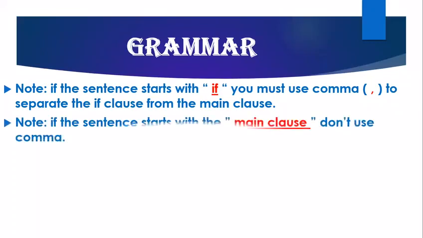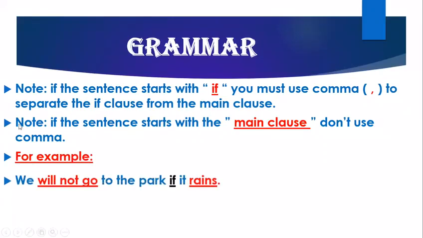Thank you very much. We have another note here. If the sentence starts with the main clause, not with the if clause, don't use a comma. For example, look here: We will not go to the park if it rains. The sentence here starts with the main clause, so we can't use what? We can't use a comma. Why? Because the sentence starts with the main clause.